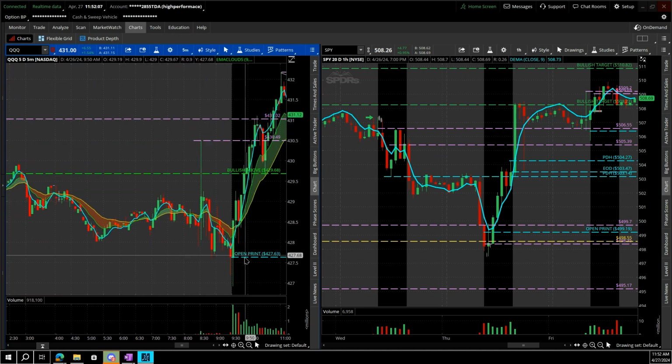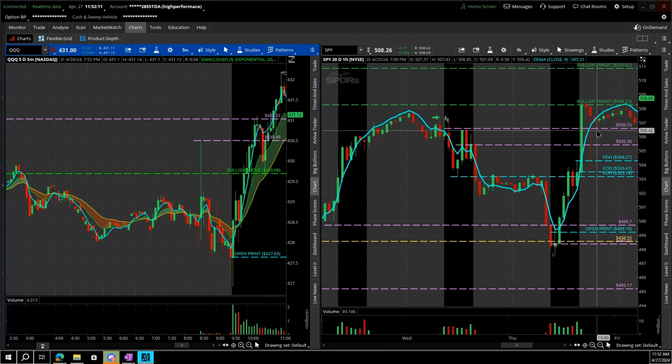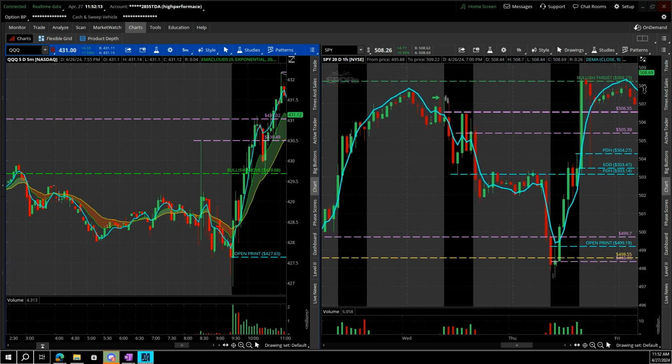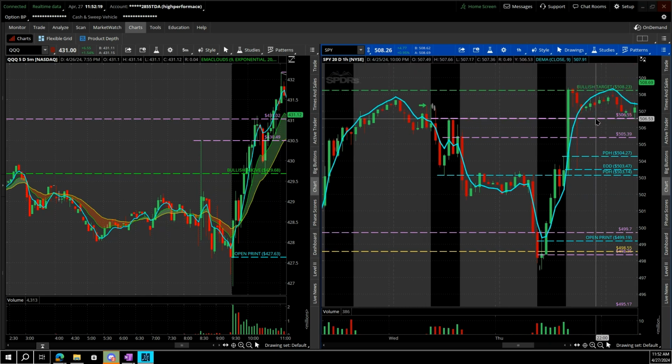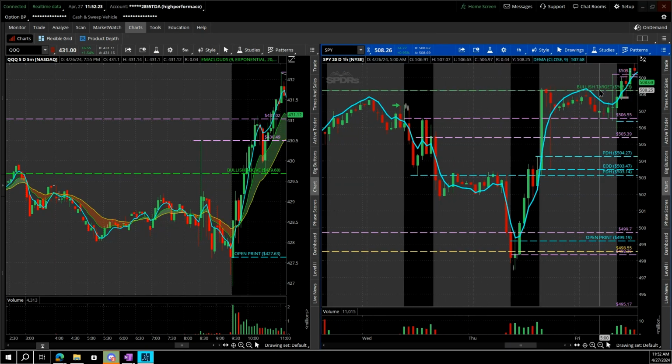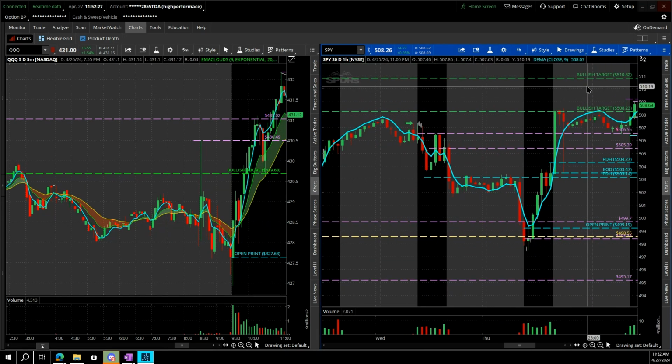Okay, so open print, established here on Qs. Let me get SPY. Look at the structure here. I was so pumped going into the live because I'm like, okay, we're ripping. We ripped above 506.55. We got 508. Any acceptance above 508, I got a bullish target of 510.